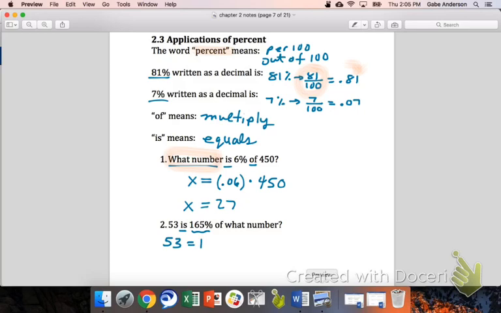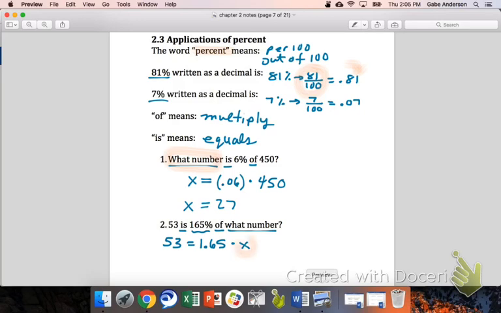So it's going to be 1.65. Of course, "of" means times. What number? That's our variable. So I'm going to use x again. Okay, so this gives us an equation. It's not quite as simple as the one we had there in number 1, but it is very solvable. We want to figure out what that number is.